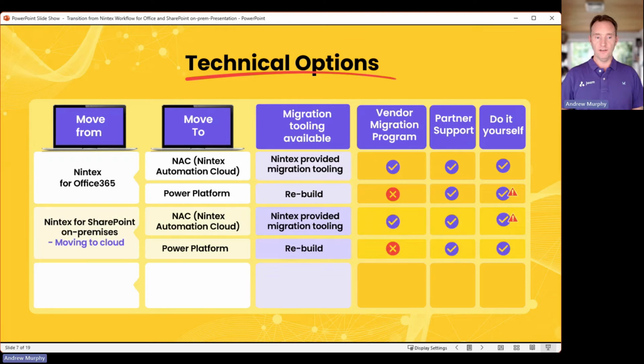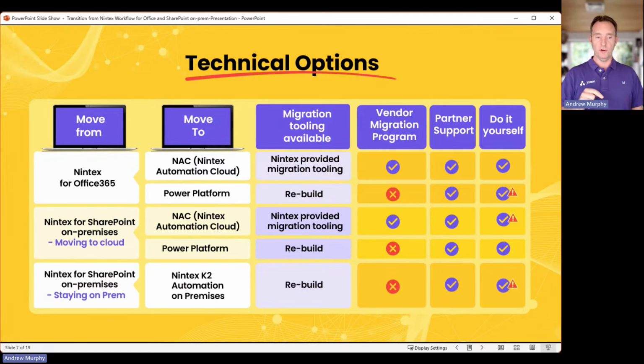If you are on Nintex for SharePoint on-premise and you are moving to the cloud, then very similar play, in fact, exactly the same. There is tooling from Nintex to help move you up into Nintex Automation Cloud, and the rest of that conversation that I just mentioned stays exactly the same. So reasonably nice and simple.